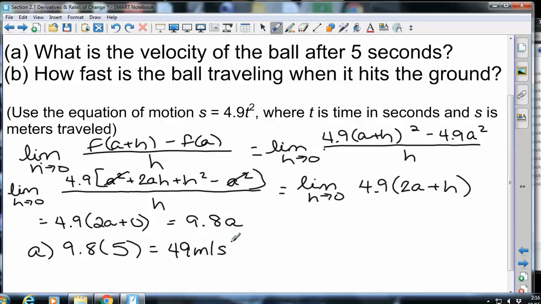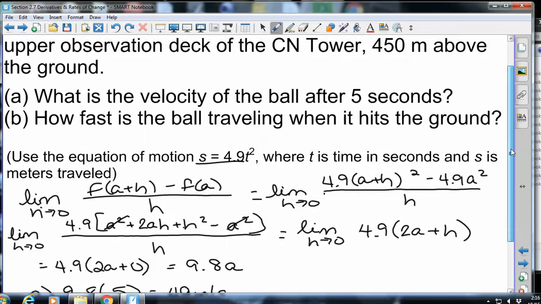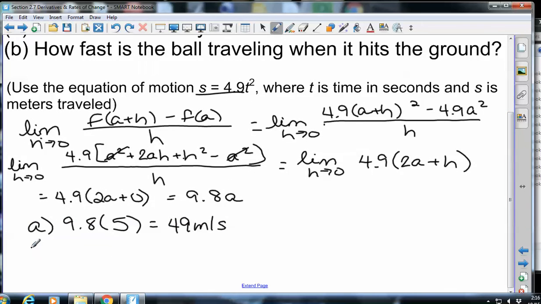Okay, part B wants the speed when it hits the ground. Do I know the time when this hits the ground? Can I find it? Yes. I have this formula for my height here. s is the meters that have been traveled. We started at a height of 450 meters. So when I hit the ground, how far have we traveled? 450.